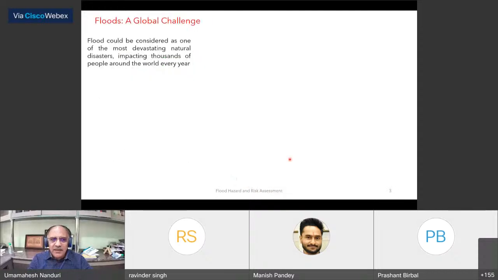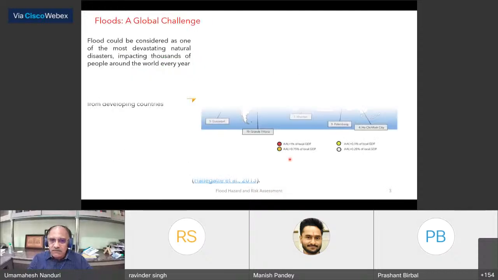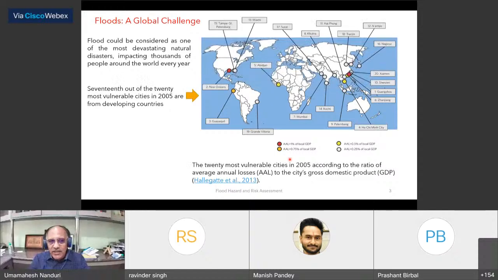Similarly, if you look across the world at the top 20 countries most vulnerable to floods in terms of the GDP of the city being affected, I think 17 of the 20 are developing countries, and 3 of them are from India. Mumbai is in the 7th position, and Kochi and Surat are all on the western coast. The western coastline is frequently affected by cyclones and severe rainfall, so these coastal cities are affected by floods.